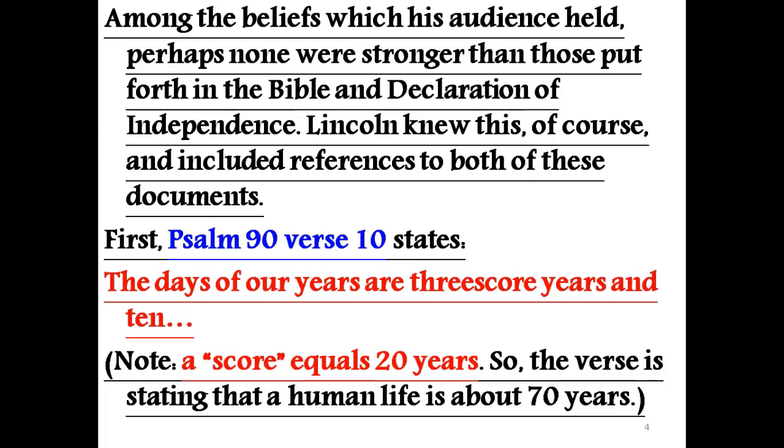It means from their Day of Independence, which is called the Declaration of Independence, the day which America came into being. First, Psalms 90 verse 10 states, this is from their Bible, the days of our years are threescore years and 10. Note, a score equals 20 years. So the verse is stating that a human life is about 70 years. This is from the Bible, this reference.